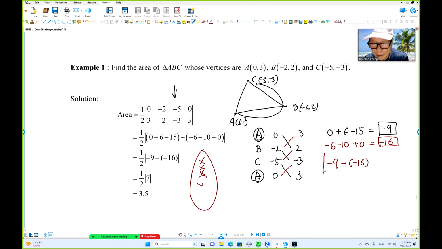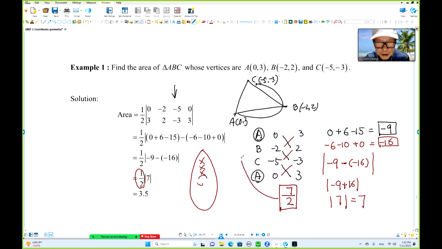After that, make absolute value. How much is this one inside? Negative 9 plus 16, which is equal to 7. But absolute 7 is still 7, right? Finally, we can divide by 2. The answer is what? 7 over 2 is the area of this triangle, okay? But surely you must memorize the method, okay?